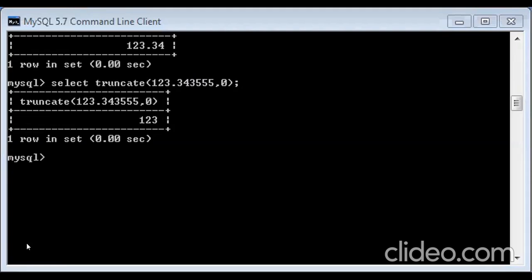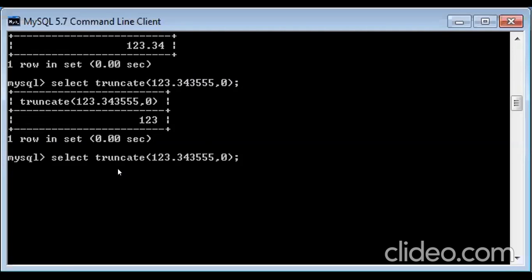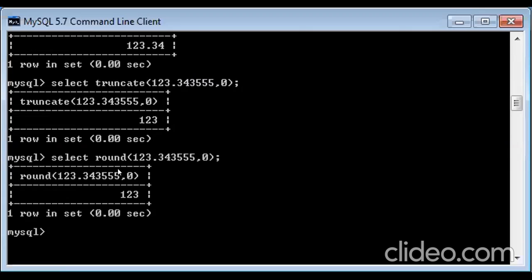Even in the case of round, it works in the same way. Suppose I write round over here, which we did yesterday. In round also, if 0 is given at the end and no decimal places are given that you want to round off or extract, then it gives you only the integer part of it, 1, 2, 3. All the numbers available before the decimal will be given to you. So this is how the 0 works.